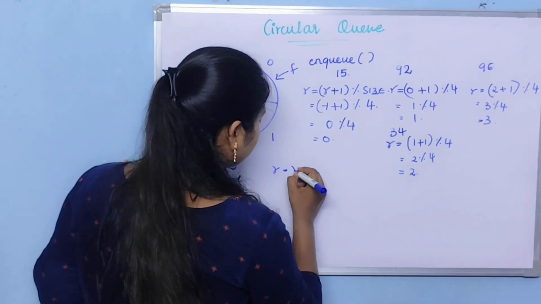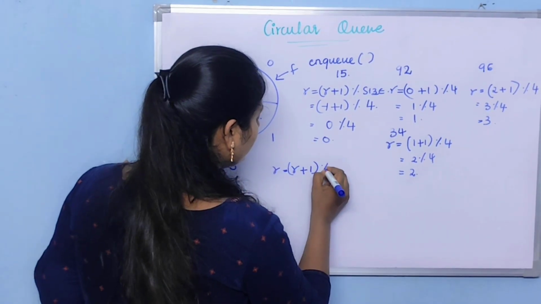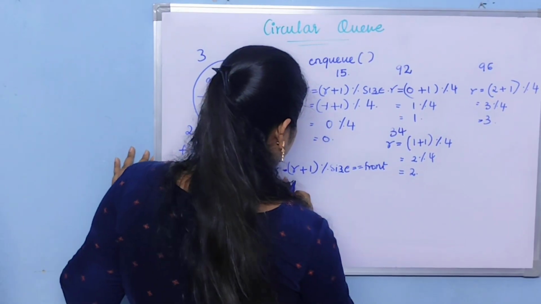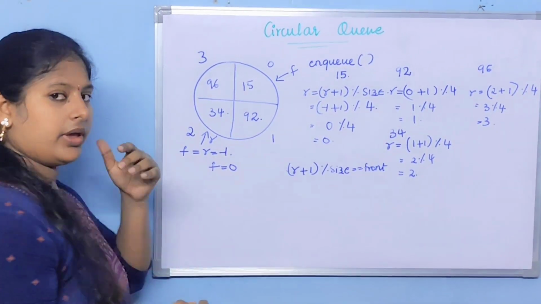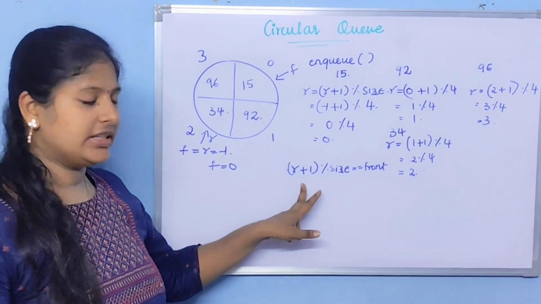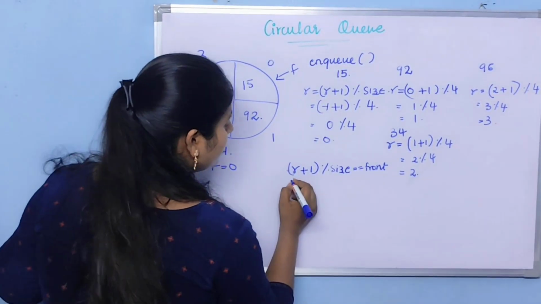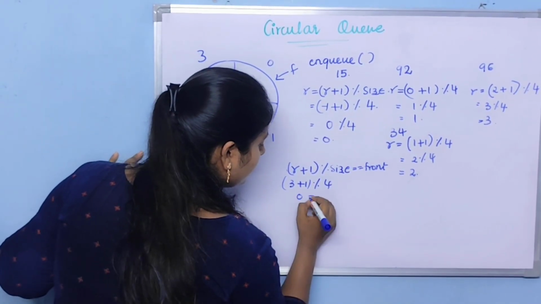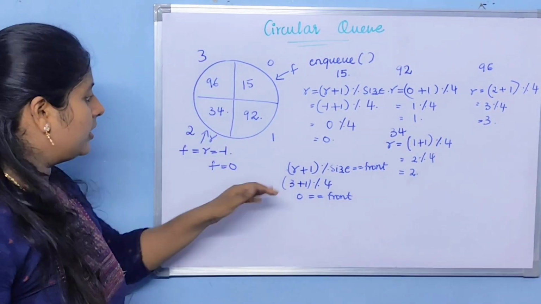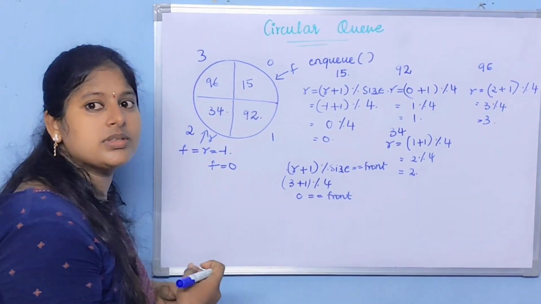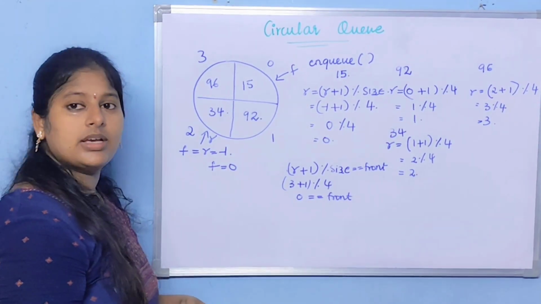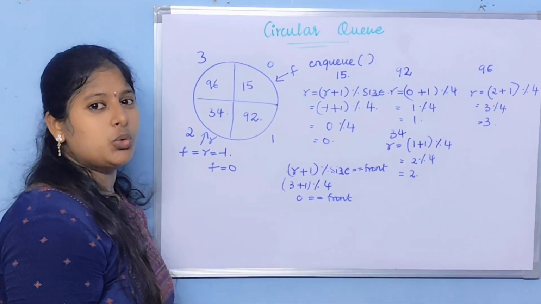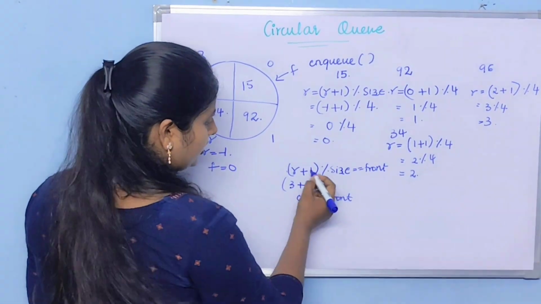See, here rear equals rear plus 1 mod size equals 5. For it, we have considered this condition. What does it mean if rear equals 3 plus 1 mod 4? It means 0 equals front. So if I check this condition for queue is full, R plus 1 mod size, in case this is equal to front, then that means the queue is full.